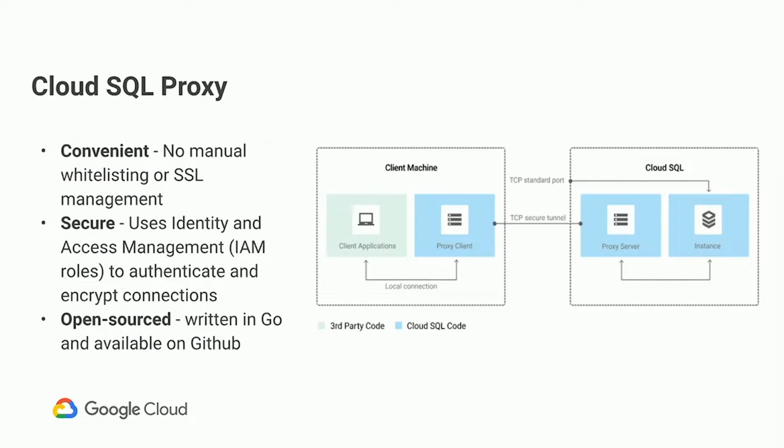Like I mentioned, it's really convenient. You don't have to worry about whitelisting. You don't have to worry about managing SSL keys. All you do is create the IAM account, apply it to a service account, and the service account will connect on behalf of your application. This makes it really quick, really secure. This proxy is also open sourced. It's available on GitHub, so if for some reason there's something with the proxy that's not working for you, you can download the code, compile it yourself, and make whatever edits you need to.